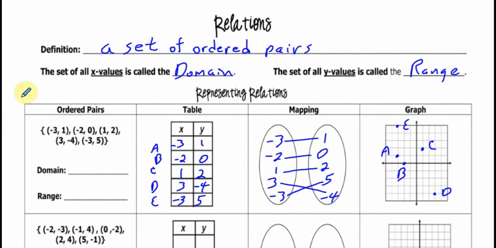All right, so what is a relation? It is just a set of ordered pairs. Okay, so you've got a set of ordered pairs right here, right? -3, 1, -2, 0, 1, 2, and these little squiggly marks on the end. That's how you name that you have a set. That is what's called set notation. Right? The set of all x values is called the domain. The set of all the y values is the range.